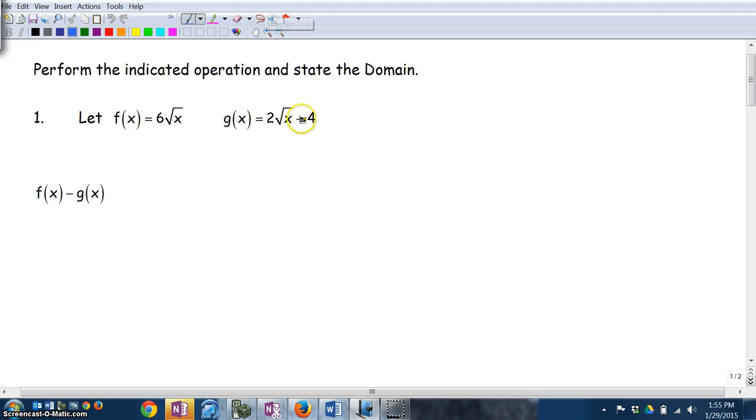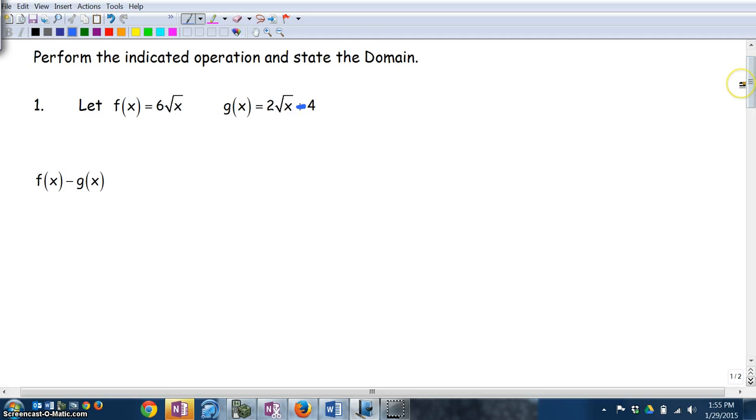We're actually going to change this next one to 2 root x minus 4 for g of x. Make the problem a little more interesting in terms of the domain. So, something to keep in mind is that we always want to determine the domain of each of these individual functions before we go ahead and figure out the domain of the entire thing at the end. So, this is a square root. I know that there can't be negatives underneath square roots. So, the domain for this guy is x has to be greater than or equal to 0.